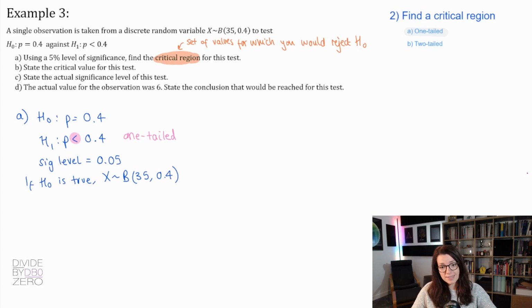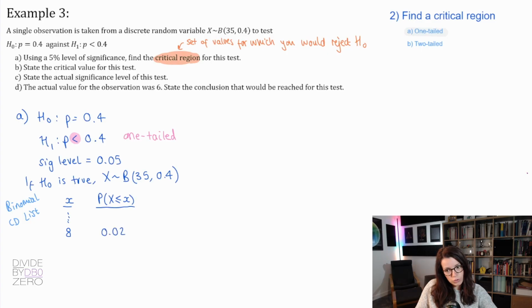One of the ways you can do this is by using the binomial CD list function in your calculator. This allows you to get a table of values for different x values, and then it will give you the probability that X is less than or equal to x in each of those cases. So if we do that in our calculator and then scan down the list, I'll point out 2 interesting observations. So one is when x is 8, the probability in this case is 0.0259. And then the next one down, when x is 9, the probability is 0.0575. And then it goes on.